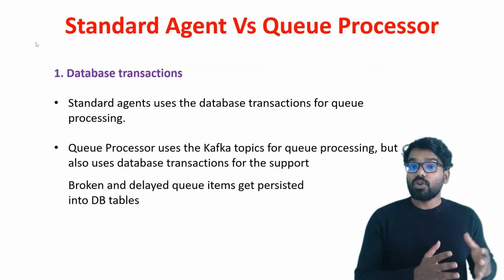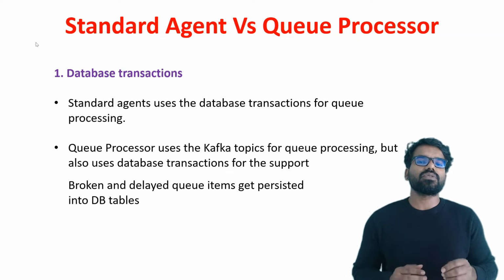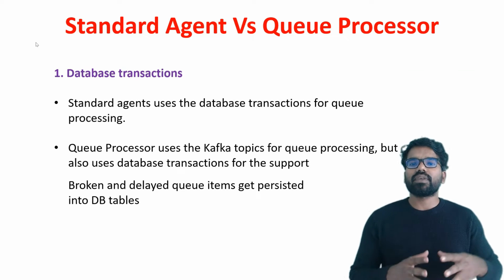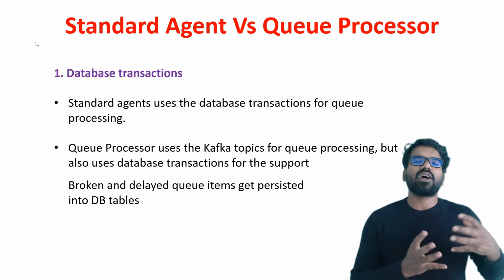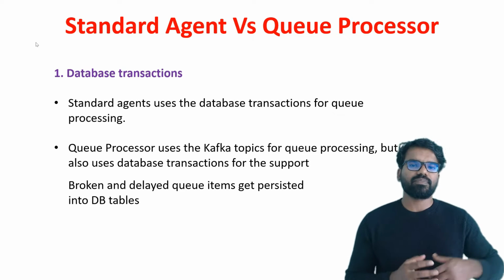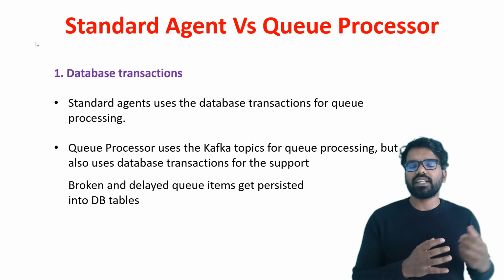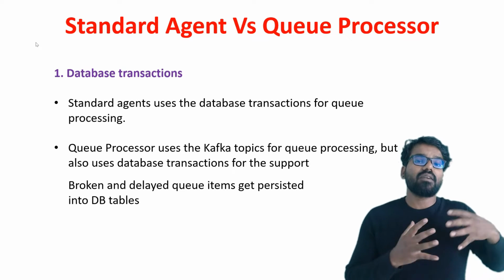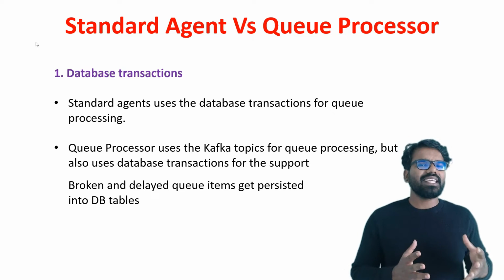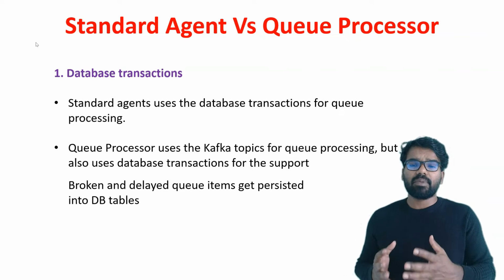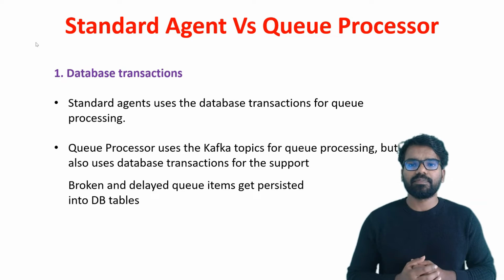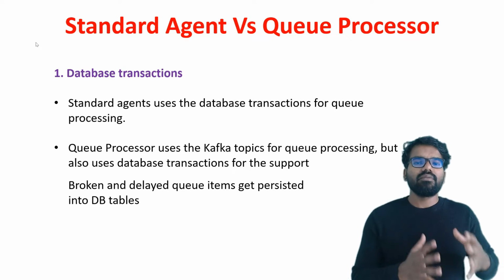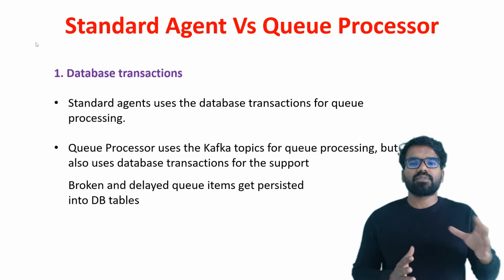But with the queue processor, we are going to use the Kafka data. So with Kafka, we will have separate topics for each of the queue processors, and under the topic we will have partitions, and the data can go into different partitions. Offsets can be maintained. So do you think that we will never use these database tables for this queue processor? The answer is no. We will use the database tables in some situations.